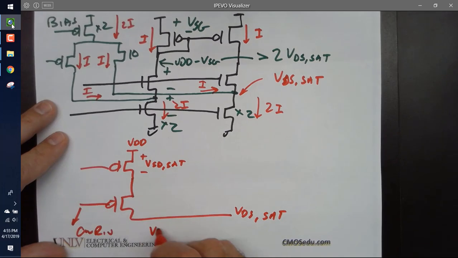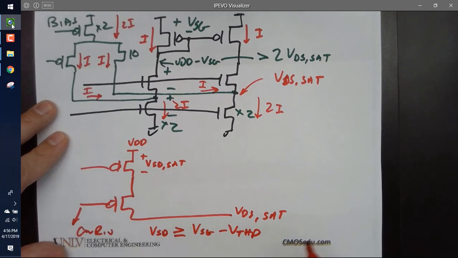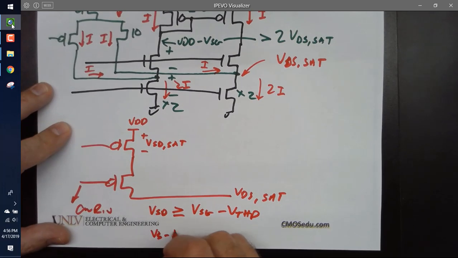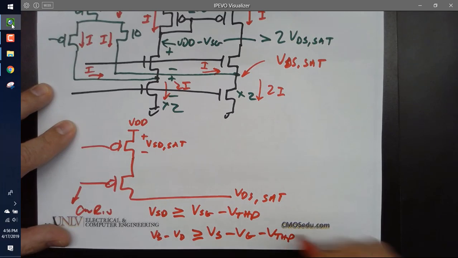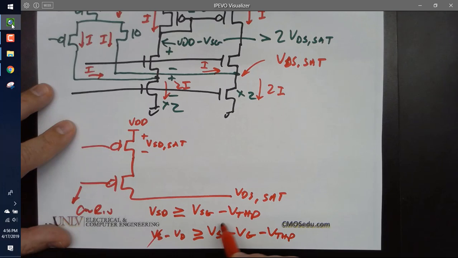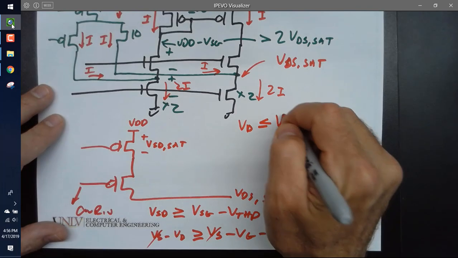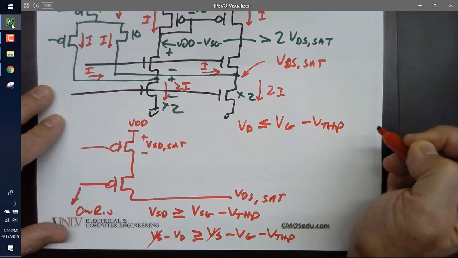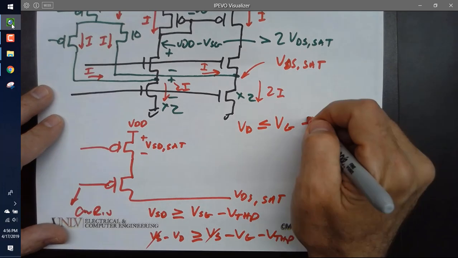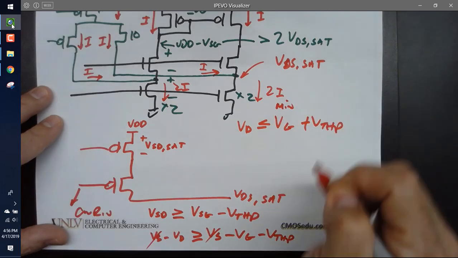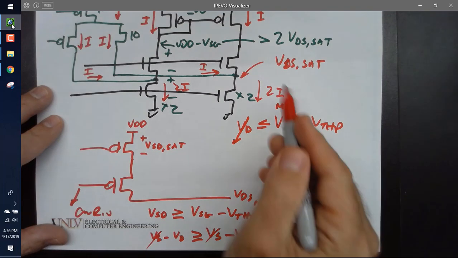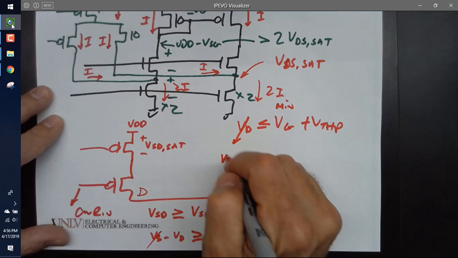I know that VSD has to be greater than or equal to VSG minus V threshold P. Or V source minus V drain has to be greater than or equal to V source minus V gate minus V threshold P. V sources cancel, multiply both sides by -1, and I get V drain has to be less than or equal to V gate minus V threshold P, or plus V threshold P. And then this would be my min voltage. What is my drain voltage? VDS sat.